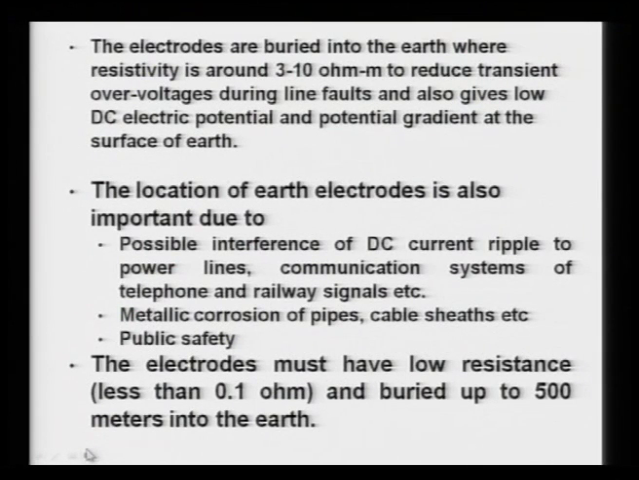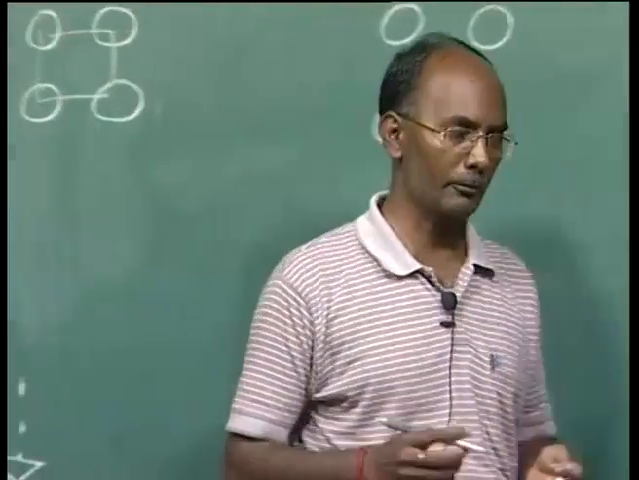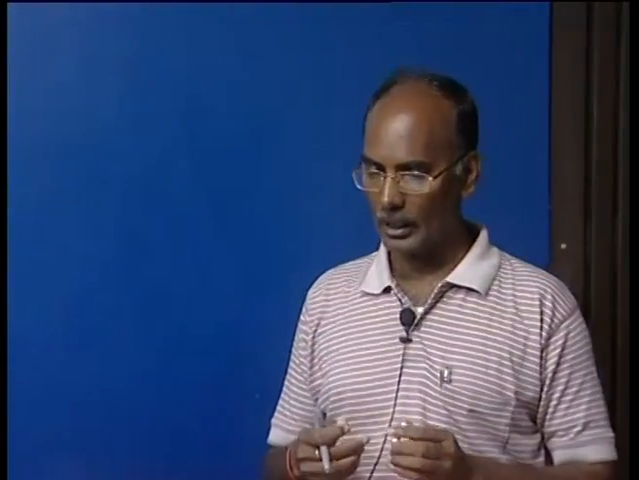Electrodes are buried basically into the earth where the resistivity is around 3 to 10. On the surface it varies from soil to soil and area to area, depending on weather, meteorological and geographical conditions. But it is around 4000 at the surface, and if you go deeper and deeper, you will find the resistivity is 3 to 10 ohm meter. So, we bury our conductors to reduce the transient overvoltage during line faults, and it also gives a low direct electric potential and a low potential gradient at the surface of the earth.